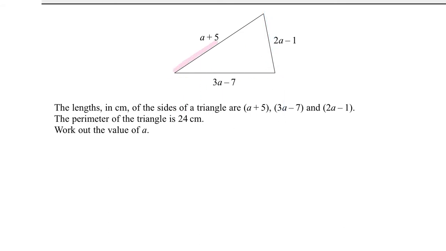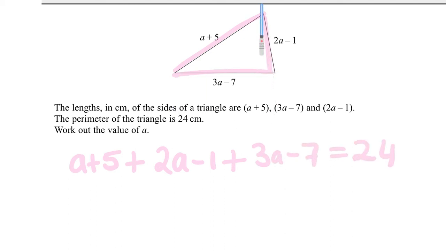So, A plus 5 plus 2A minus 1 plus 3A minus 7 equals 24, because I know perimeter is around the outside. I have 3 sides to add up. Perfect. So now, how many A's? A plus 2A is 3A, plus 3A, 6A. I've got 5 minus 1 is 4, minus 7 is minus 3. This equals 24.